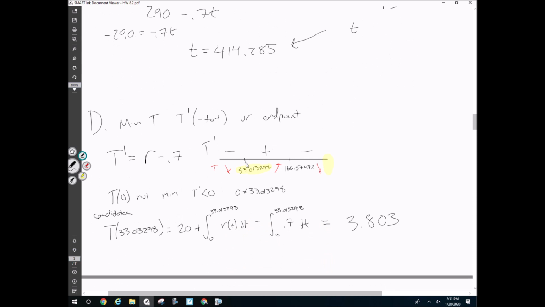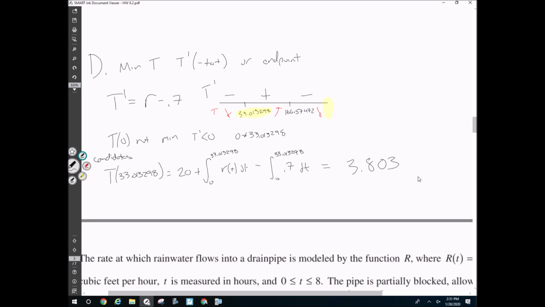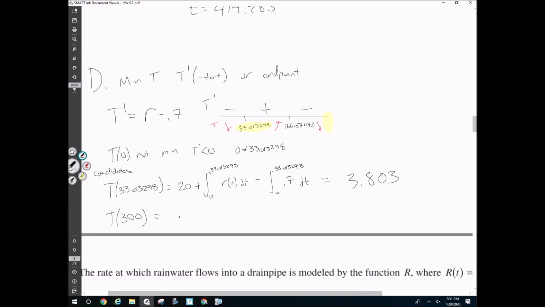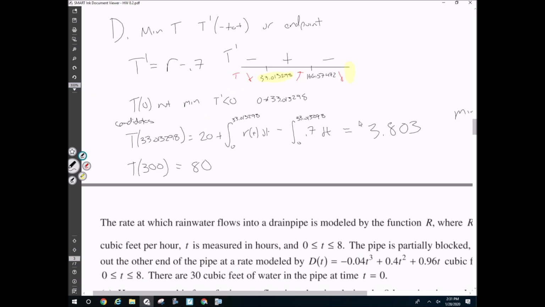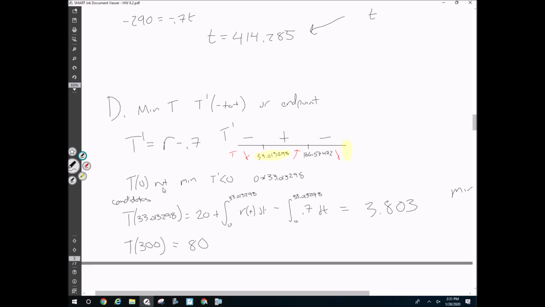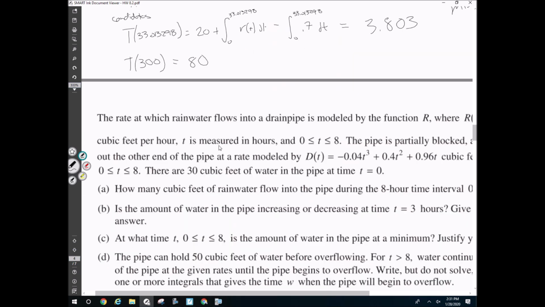I started with 20. I lost some people. Then I added a lot of people. Then I lost some people. But yeah, that makes sense. So this is definitely the min. My candidate was this value as well as this value. I already found this value from part A. It was 80. So min is t equals 33.013 by the candidates test. Okay, you could have also just found T of 0, which is 20, and then just compare the three values. Let's even get one more question in.